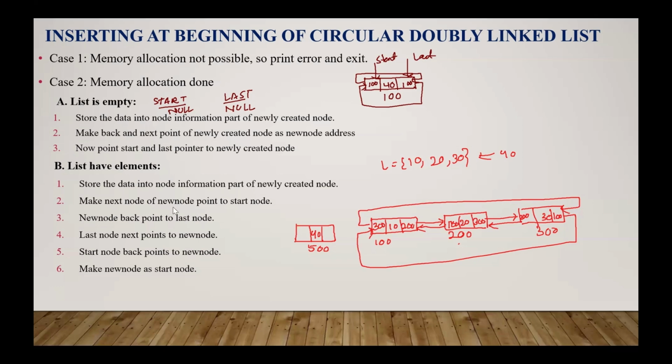Make the next of the new node point to the start node. We have to make the connection. What is the start node address? This is our start, this is our last. The start node address is 100, so we store 100 here. So the connection is established to this node. The new node's back points to the last node. What is the last node address? 300. So it points to it, which means the connection is established to this one.